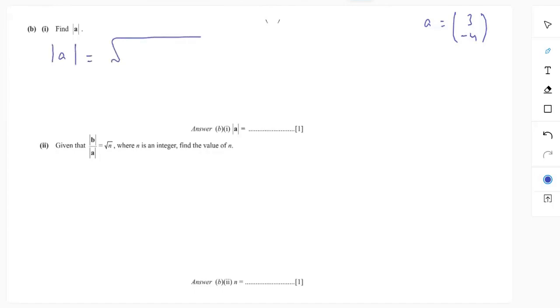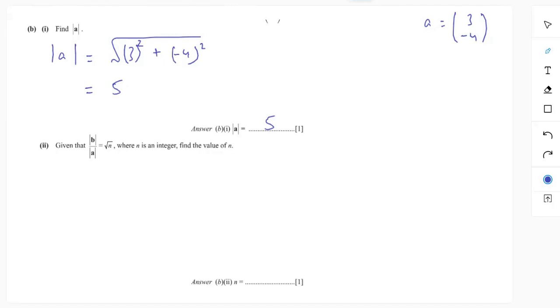Square root of 3 square plus minus 4 का square. You can remember उसको brackets में लिखेंगे ताकि square उसको square कर दे. And that turns out to be 5. Right? 25 आएगा, उसको square root लेंगे, 5 आ जाएगा. So the magnitude is 5. Very good. So that's what we get. ठीक है? So कुछ तो इस तरह के simple questions होते हैं. Okay? You will just have to apply the basic concepts. And then you have the modulus of B divided by modulus of A.